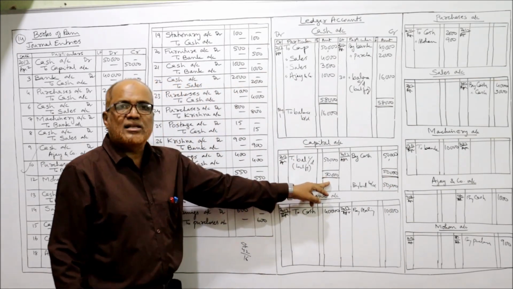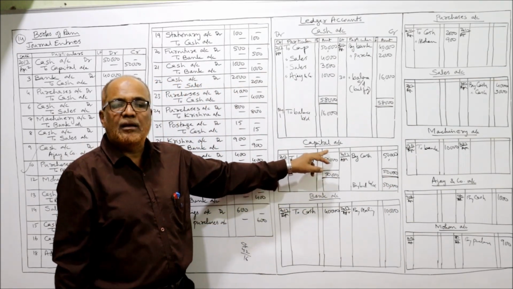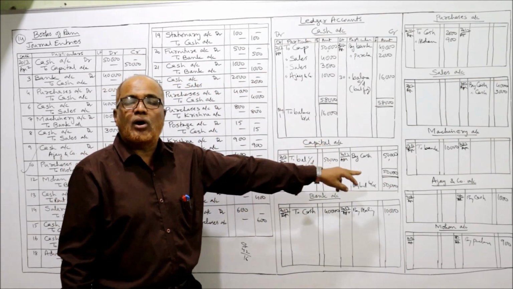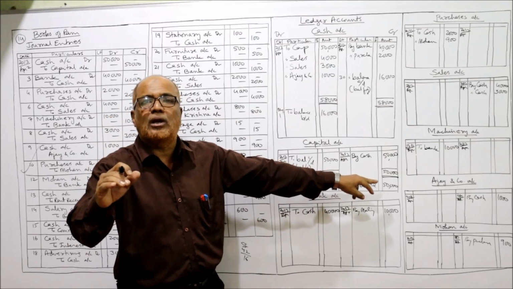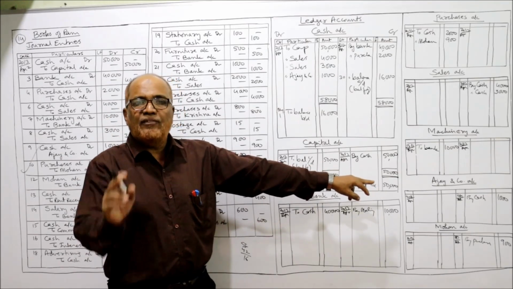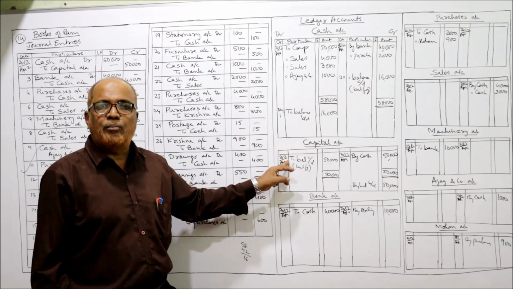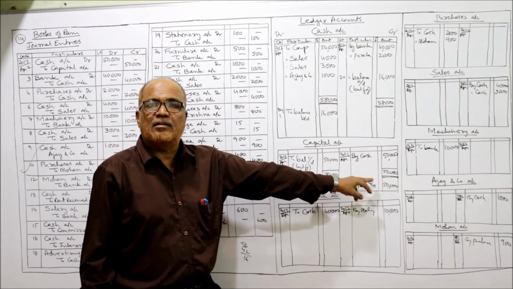Remember, carried down balance will be taken above the total, and brought down balance will be taken below the total on the opposite side. If carried down is coming on the debit side, brought down will be taken on the credit side.